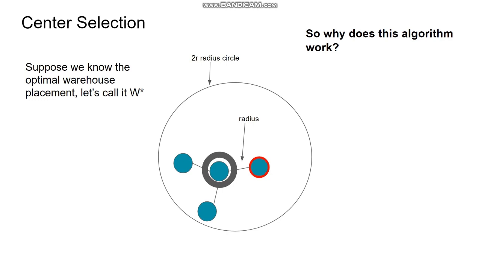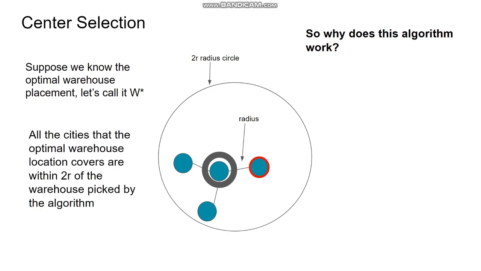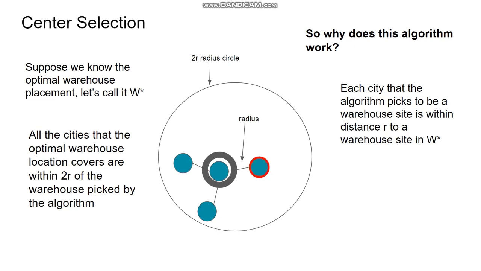So let's say our algorithm, in its random selection of cities, picked this one here with the red circle around it. If we draw the 2R radius circle around it, we would cover all the cities that are served by the optimal warehouse location. So all the cities that the optimal warehouse location covers are within this 2R radius circle of the warehouse picked by the algorithm.